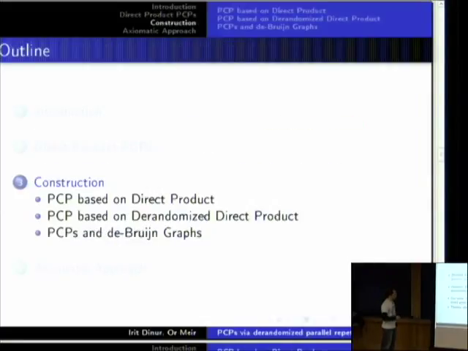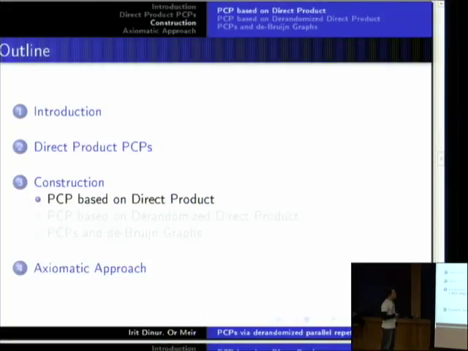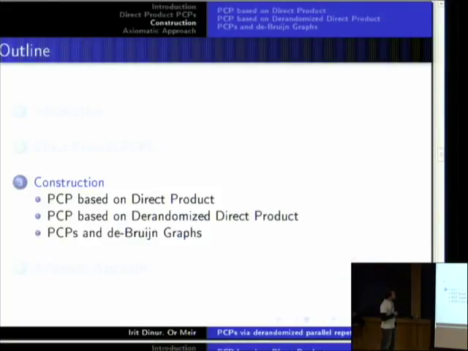Okay, so now let's get to the construction. But before that, I want to make one more slight detour. This part will have 3 subparts, and we'll start by explaining how we construct a PCP based on a direct product. This will not exactly follow the IKW construction. We will use a different construction. And then we'll show how to construct a PCP based on a derandomized direct product. The main ingredient, or the most interesting part of this construction, is the use of de Bruijn graphs. So I'll explain this in the 3rd part.